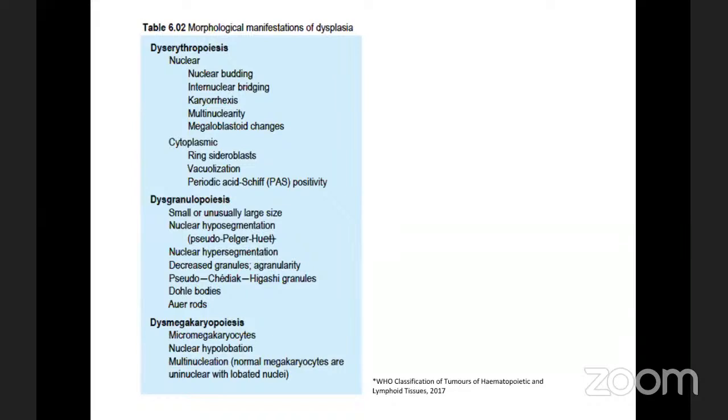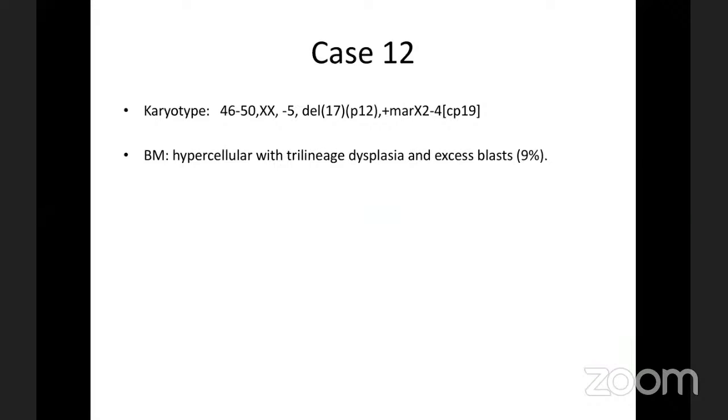And of course, you need the bone marrow definitely in the cases of MDS. This patient's bone marrow was hypercellular with tri-lineage dysplasia and excess blasts of 9%. The karyotype is positive for monosomy 7, deletion 7p, and extra 2 to 4 copies of chromosomes of unknown origin. So the patient was diagnosed as myelodysplastic syndrome with excess blasts.